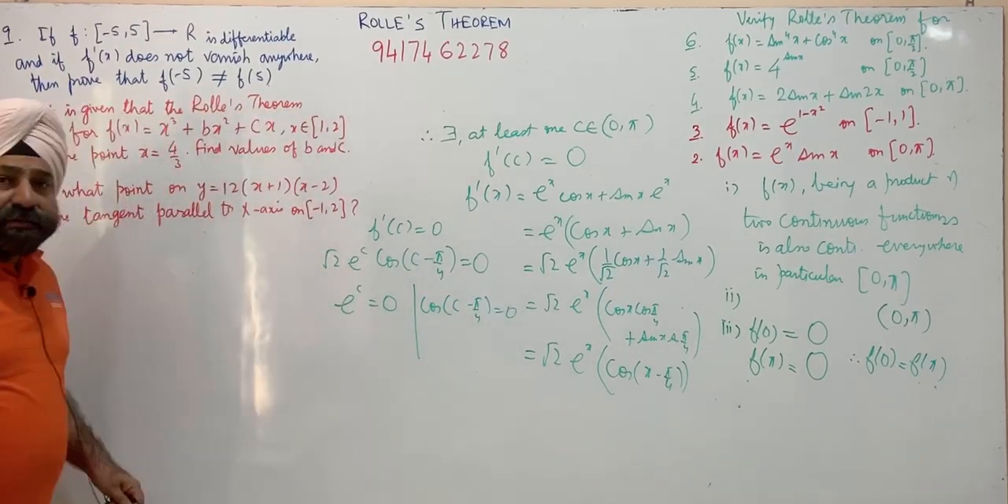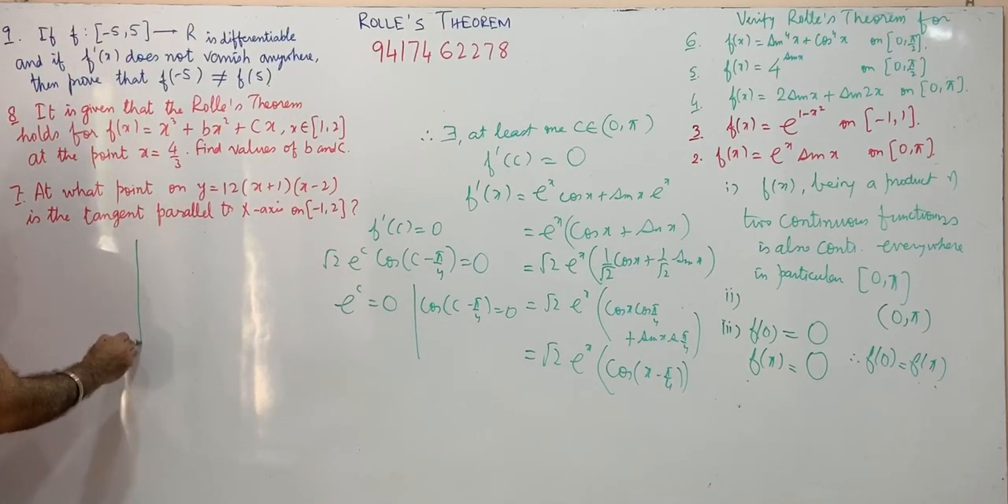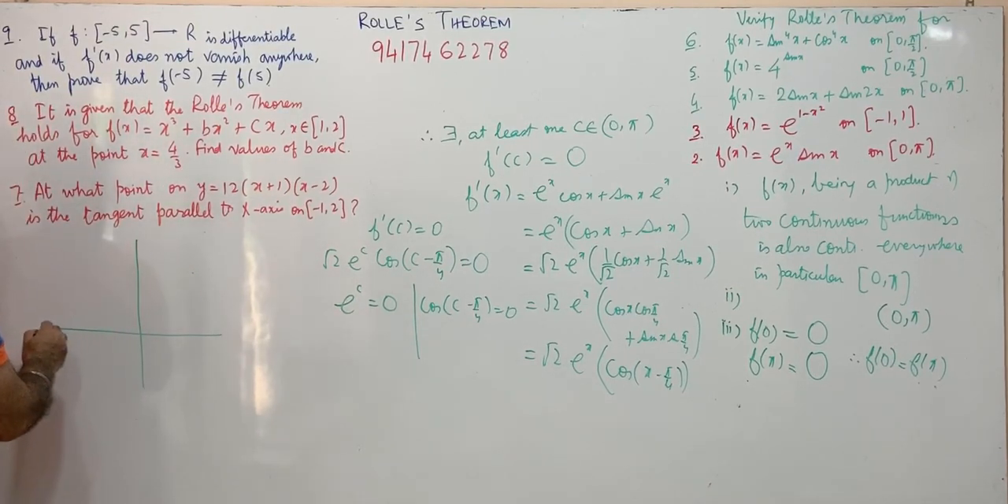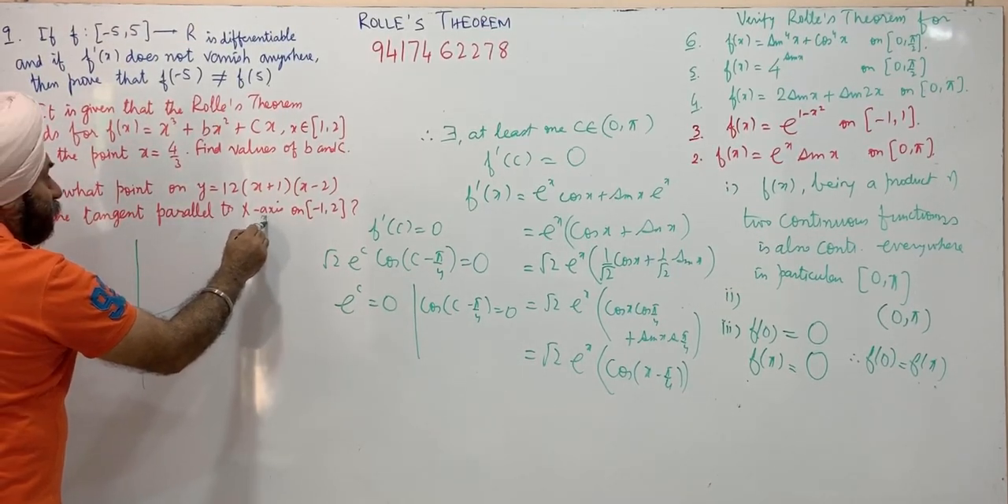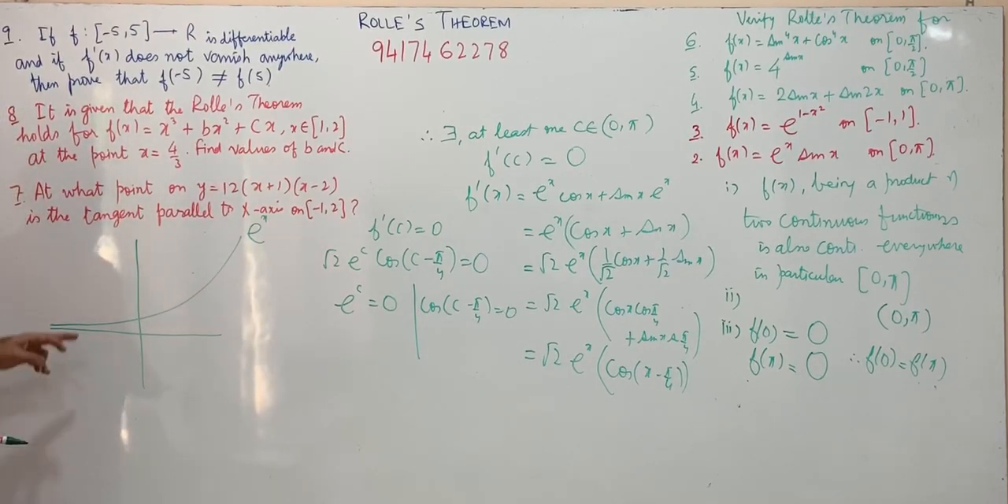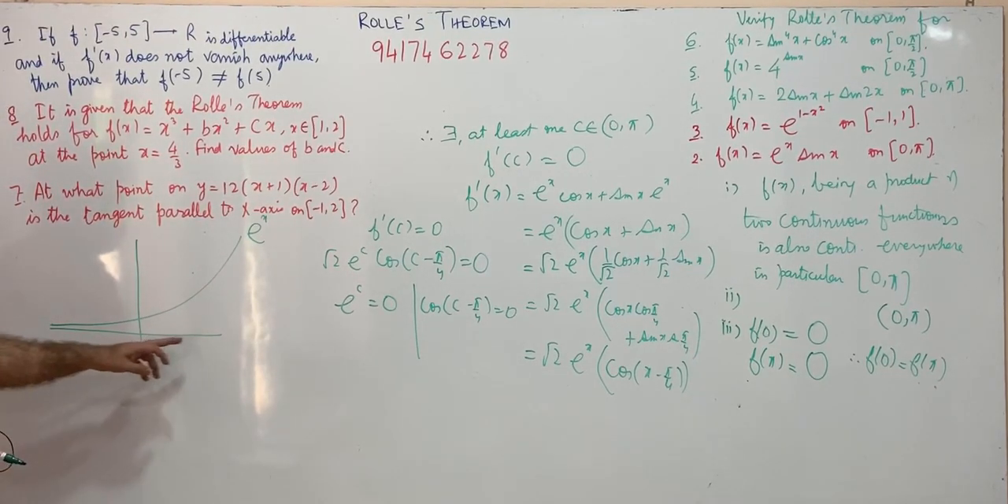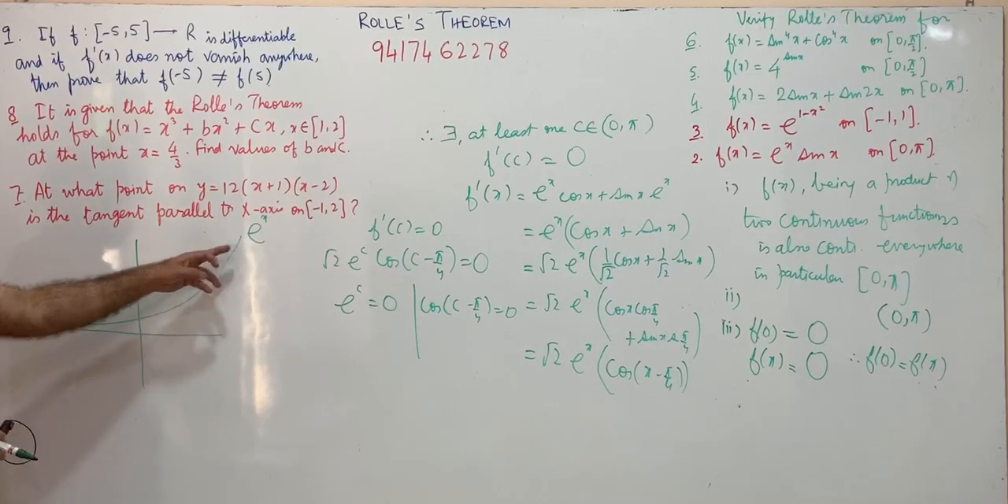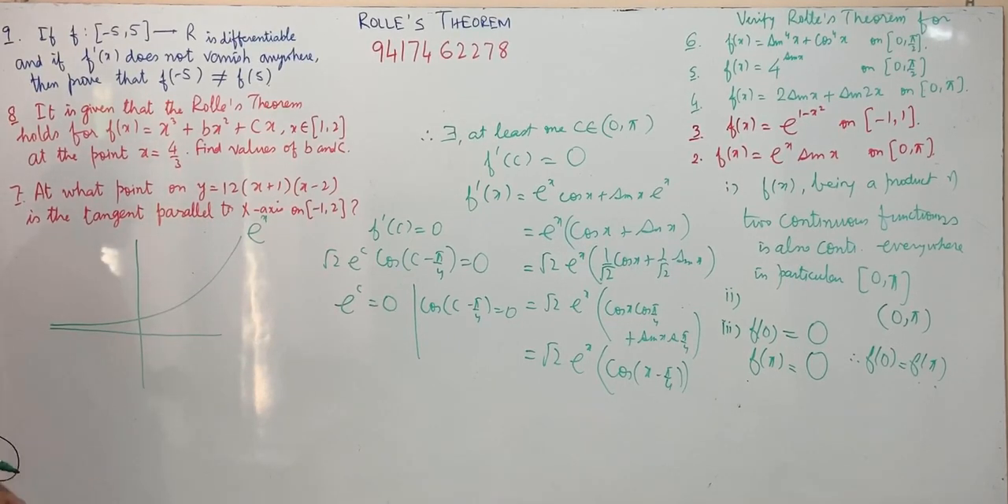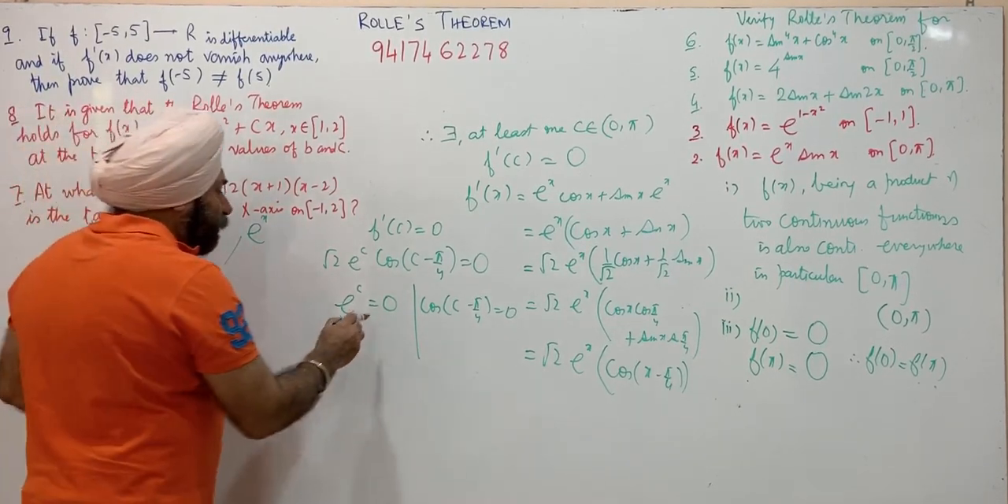But e raised power x is never 0. It's clear from the graph of e raised power x. This is the graph of e raised power x. For no value does this graph touch or cross the x axis. Therefore, the value of e raised power x is never 0. So, e raised power c is not equal to 0.